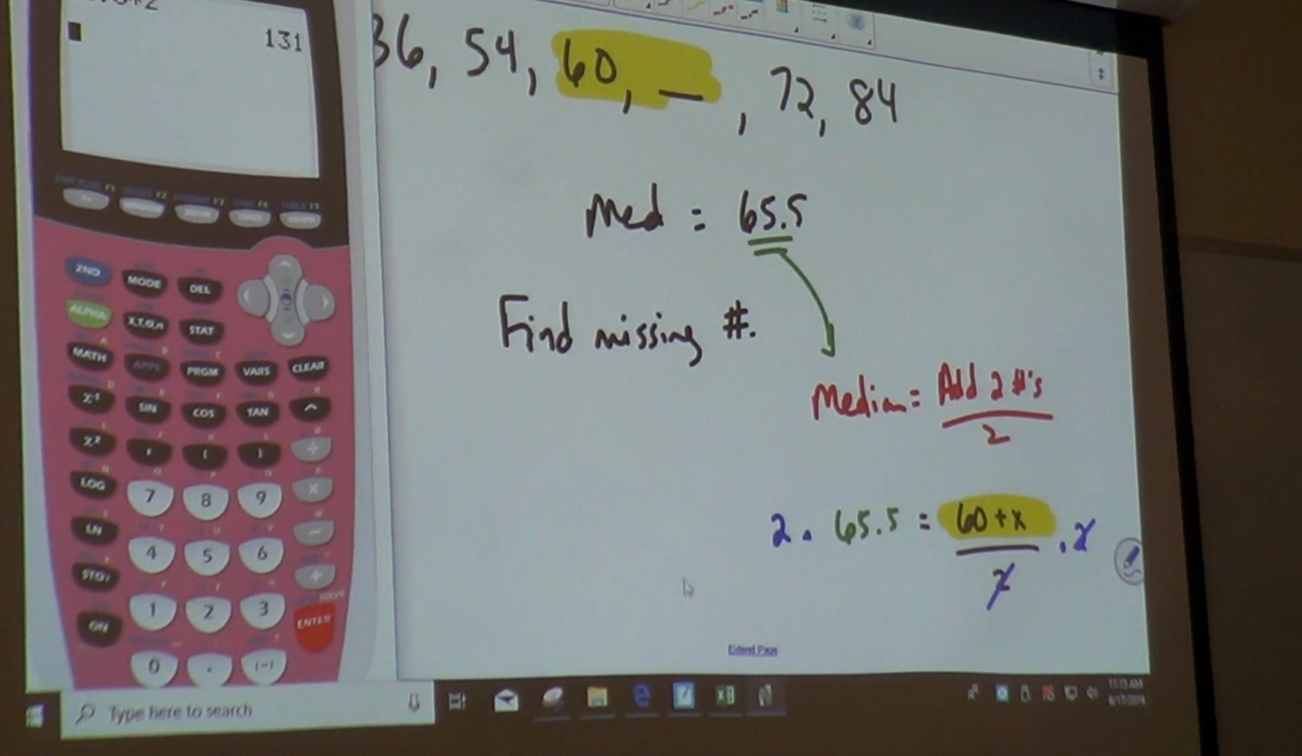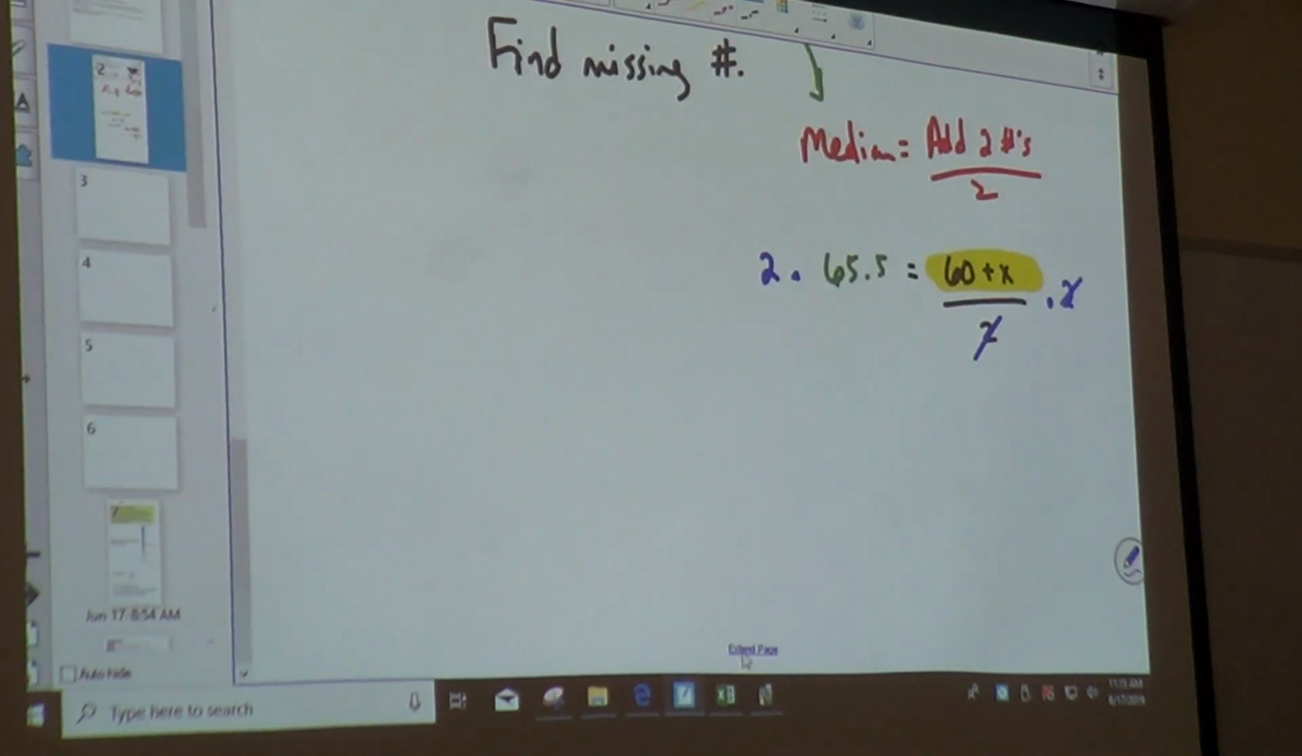So that's going to give me 131 in the front equals 60 plus X. Then what am I going to do to both sides? Subtract that 60.